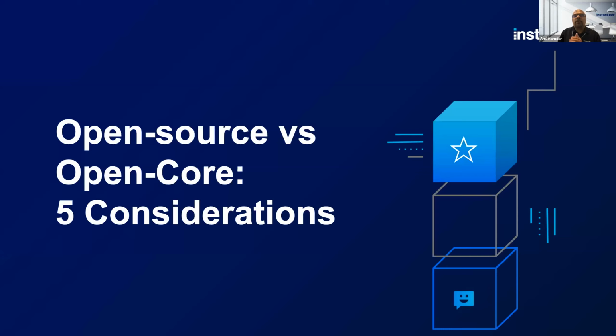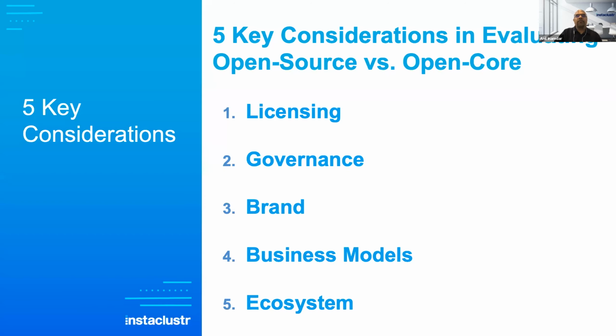So what are some of the items that we must consider while deciding between open source and open core? So there are 5 considerations, and we'll talk about those. There are 5 items I want to discuss: licensing, governance, brand, business model, and ecosystem.